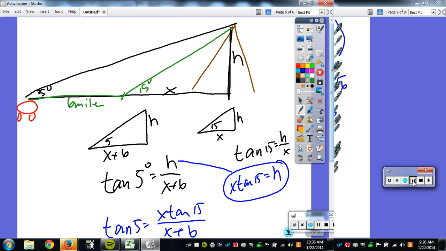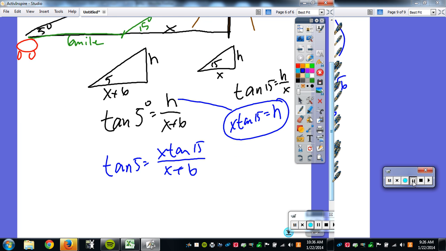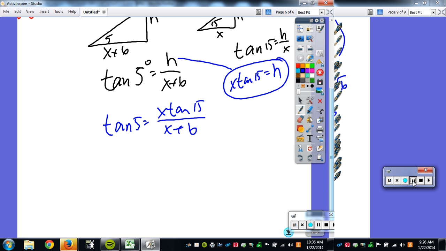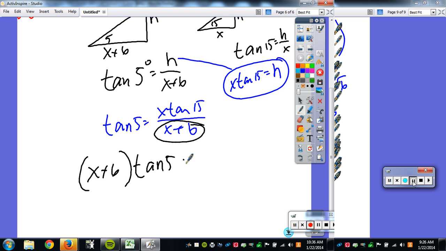Here is our mountain. We drive 6 miles in, we put them in a trig function and solve for h. Okay, so now what you want to do is get this stuff to the other side. So I'm going to times by x plus 6. So now I have x plus 6 times the tangent of 5. Does everybody know that the tangent of 5 is just a number? It's like saying x plus 6 times by 3, basically, right? Isn't that basically the same thing, except we just don't know what the tangent of 5 is?